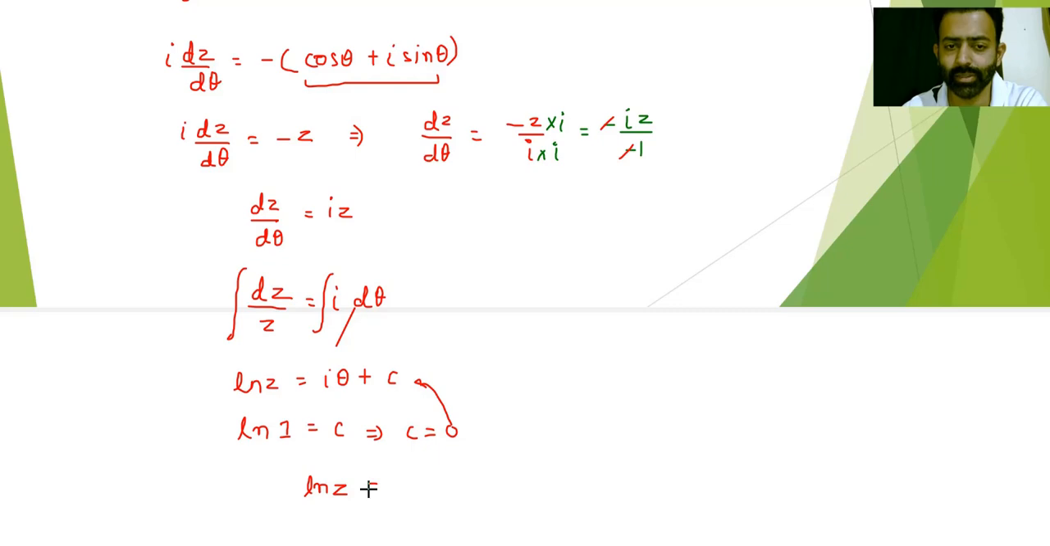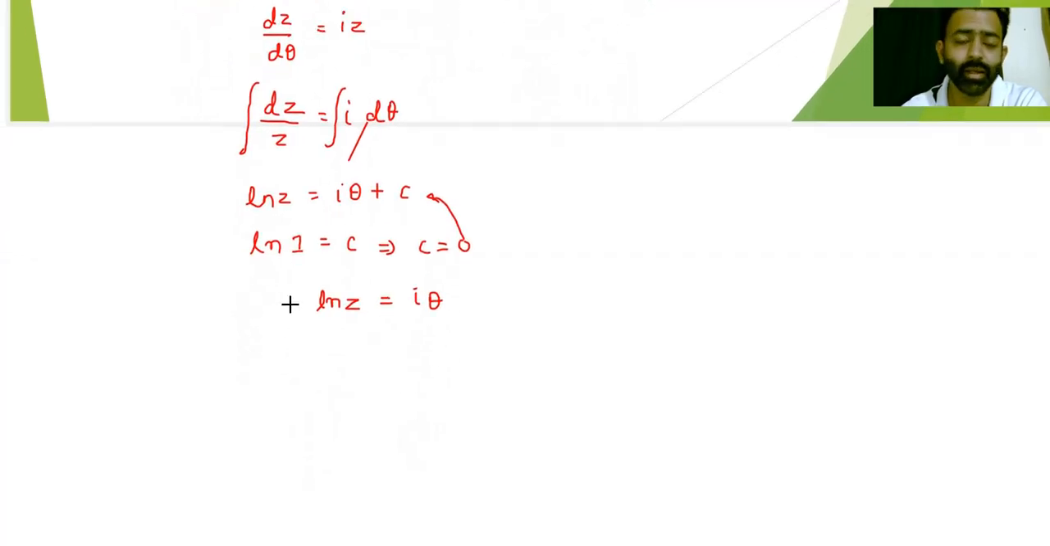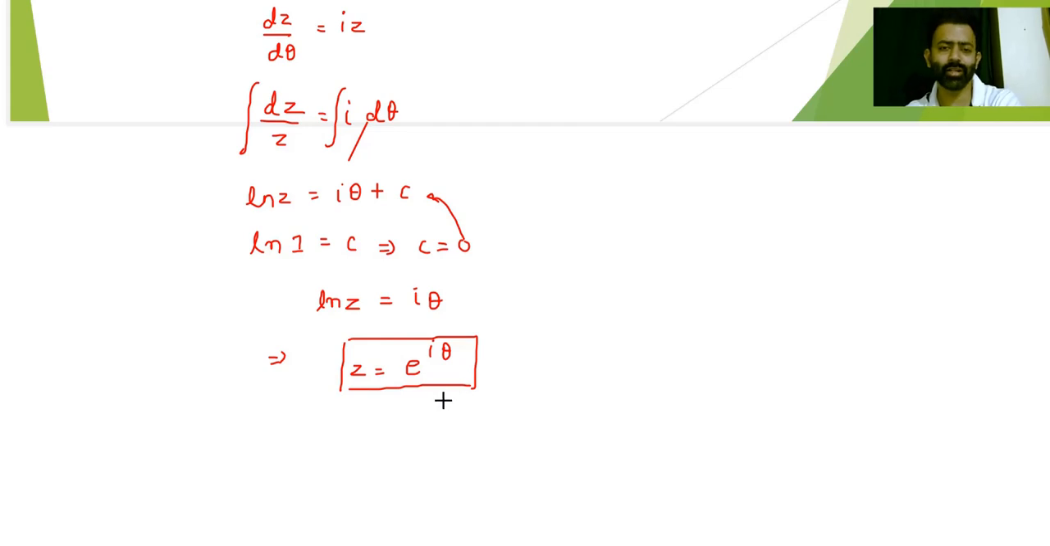So I can write that log of z is equal to just i theta, right? And now finding the value of z in exponent form, because the topic is complex exponents. Since the base of the log here is e, z becomes e raised to the power i theta, right? And this is a very important equation, a very remarkable discovery as far as complex numbers are concerned.